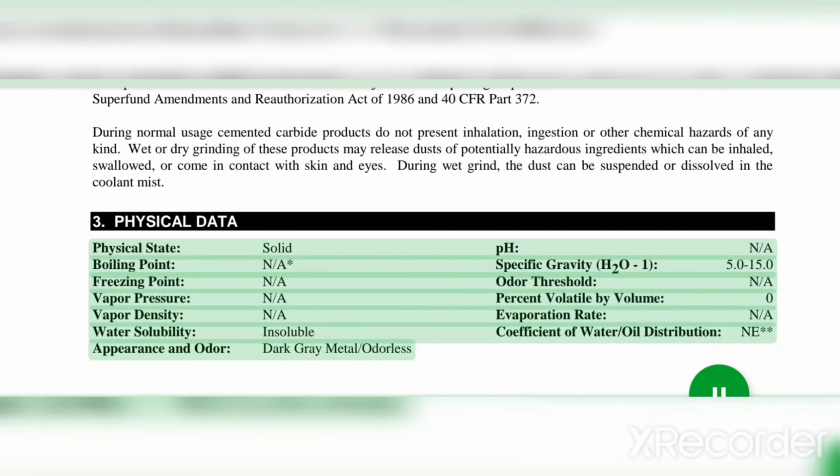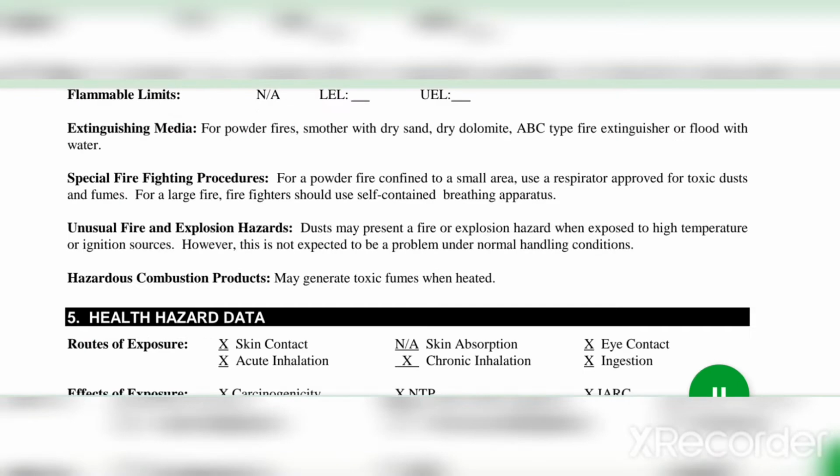3. Physical data. Physical state: solid. pH, boiling point: N/A. Specific gravity (H2O=1): 5.0-15.0. Freezing point, odor threshold, vapor pressure: N/A. Percent volatile by volume: 0. Vapor density, evaporation rate: N/A. Water solubility: insoluble. Coefficient of water/oil distribution: N/A. Appearance and odor: dark gray metal, odorless. Appendix A, A4.